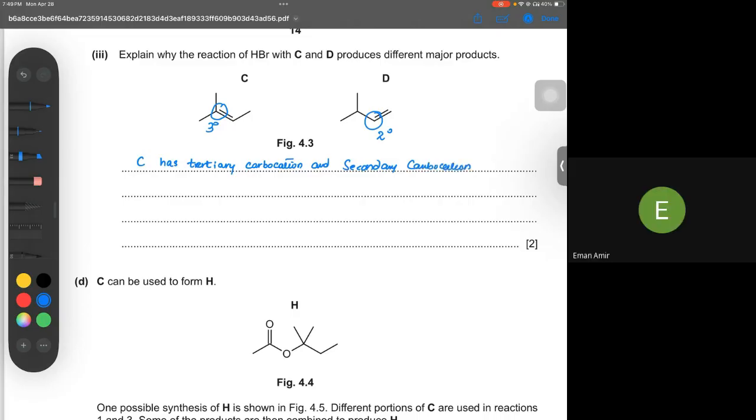Sir, in tertiary carbocation, you have like three branches coming out, right? And in secondary, you have like only two, right? Yeah, exactly. Okay.